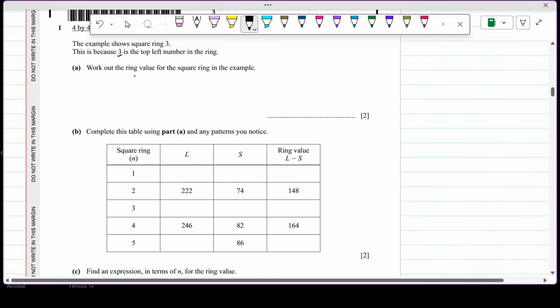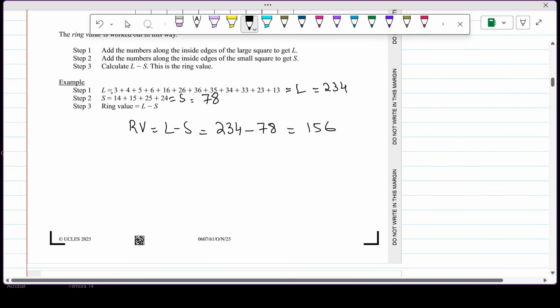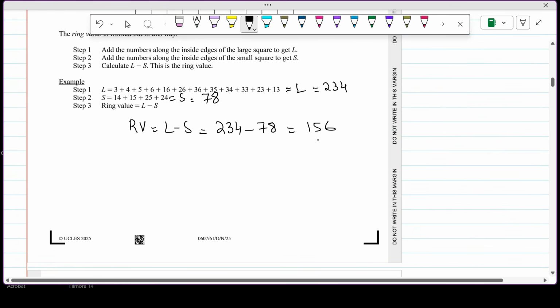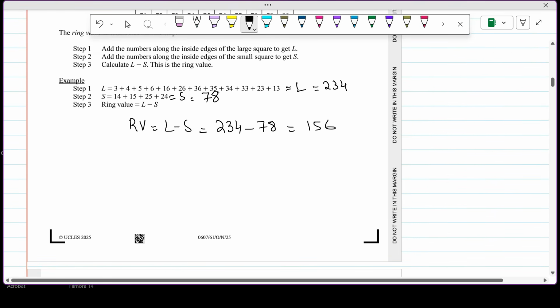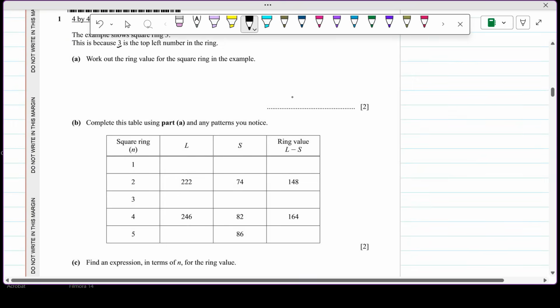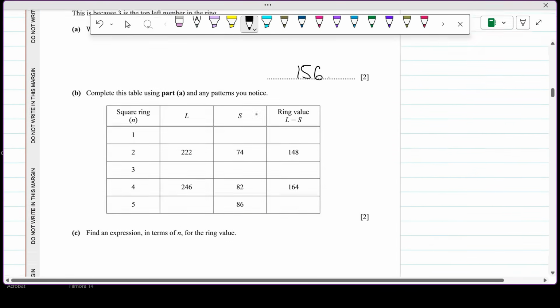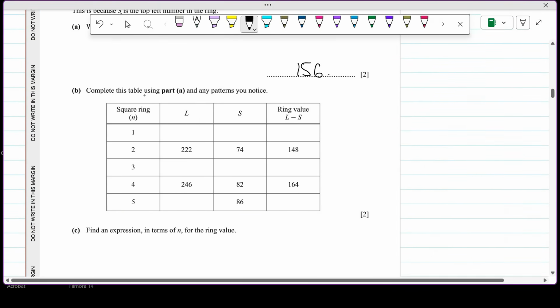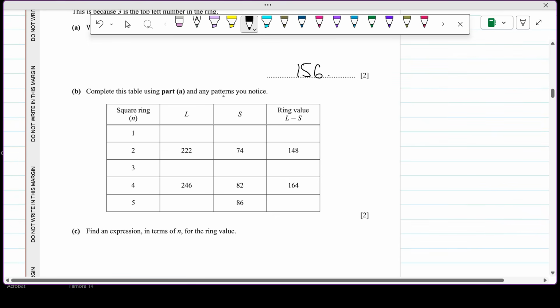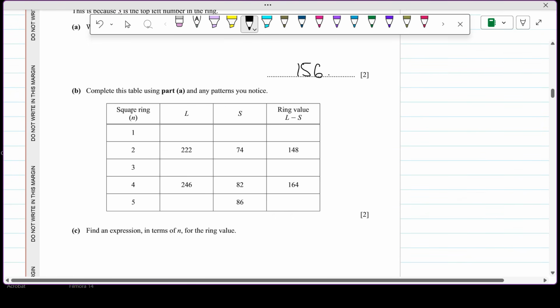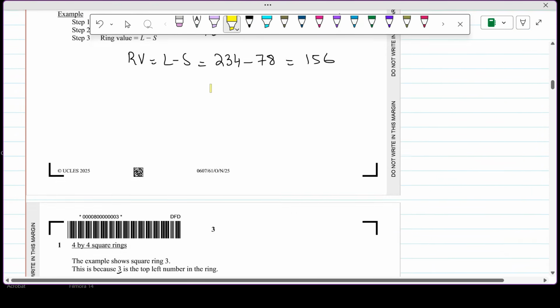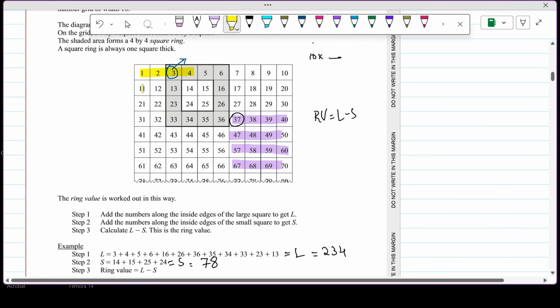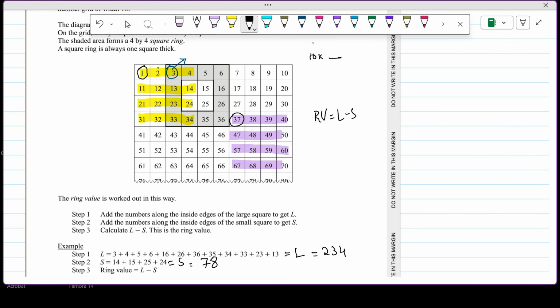Work out the ring value for the square in the example. We just solved it: the ring value is 156, L is 234 and S is 78. Now complete this table using Part A and any pattern you notice. When we have square ring 1, it means 1 is the top left corner of the 4x4 square.